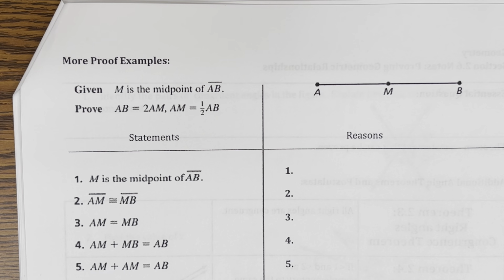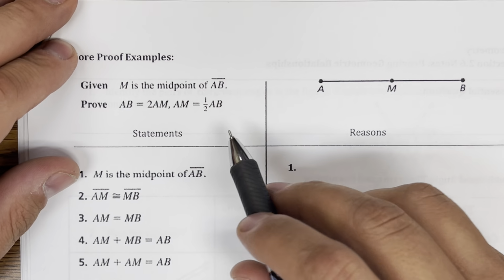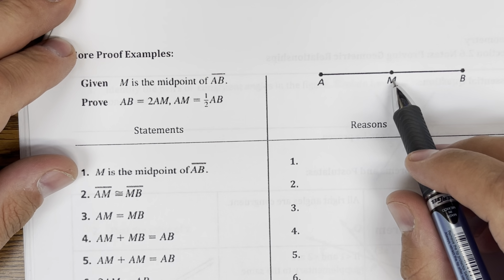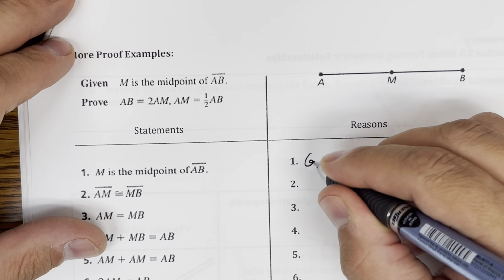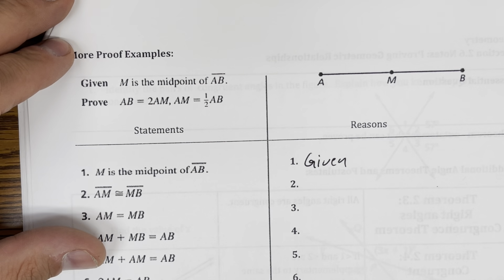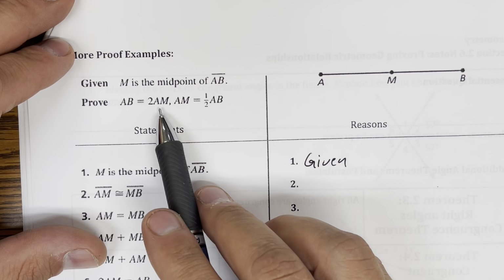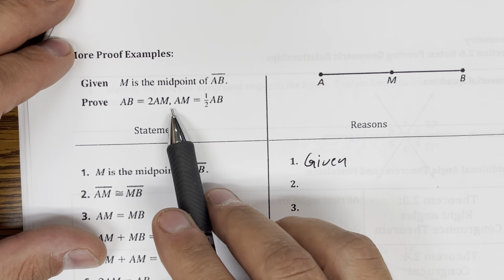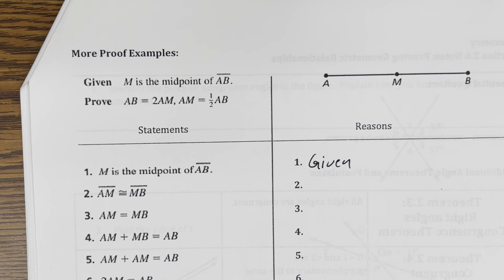So, next step. M is the midpoint of AB. So, if M is the midpoint of AB, that is our first step. That is given. We are trying to prove that AB is equal to 2AM and AM is equal to 1/2 of AB. Boy, that's a lot of info there.